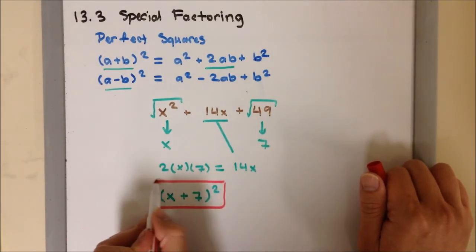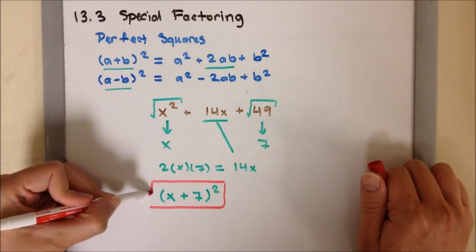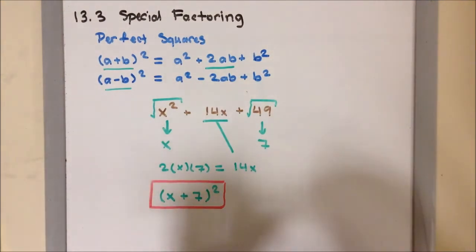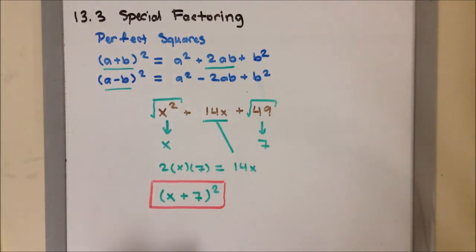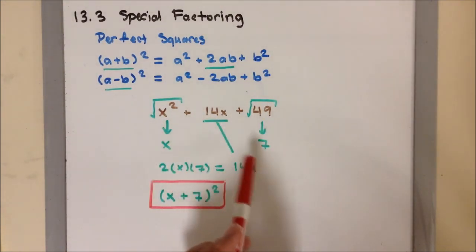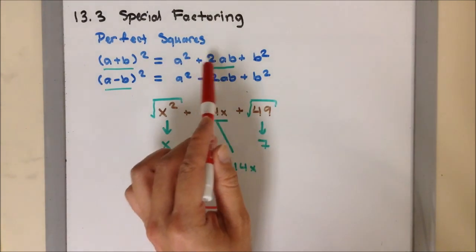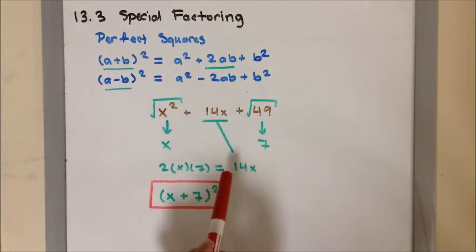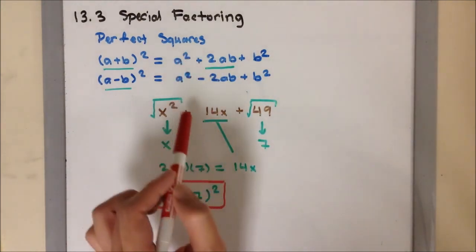Like I said, once you understand the patterns, you can do this quickly. You can factor this perfect square quickly by checking your a value, your b value, and then multiplying them together by 2. Then you should match with the middle term, as long as it also follows the signs.